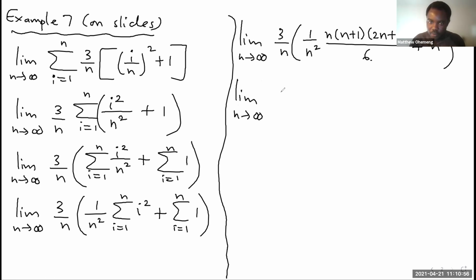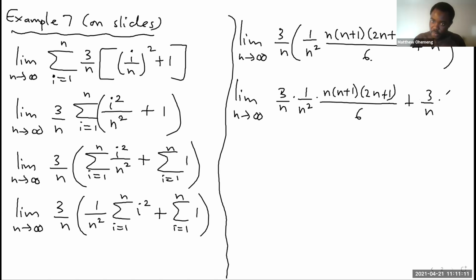So that gives me 3 over n times 1 over n squared, times n plus 1, 2n plus 1, all over 6. And then plus 3 over n times n, right? And then the 3 and the 6 can cancel out, and this goes into this 2. One trick I can employ to make my life easy is, instead of multiplying out the top, n plus 1, 2n plus 1, I will say the denominator is n cubed, more or less. The numerator's power is also n cubed, right?